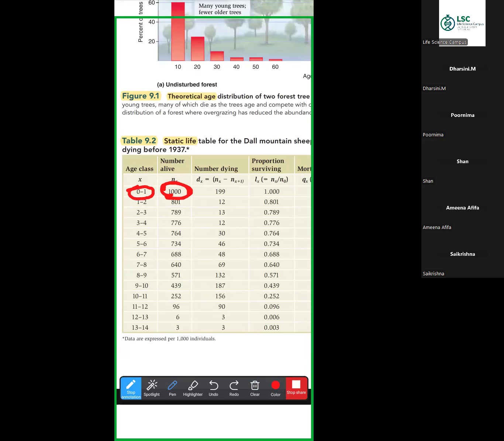For the first age class, Lx is given by 1000 divided by N0, which is 1000. So 1000 divided by 1000 is 1. For the second age class, Nx is 801 and N0 is 1000. So 801 divided by 1000 is 0.801. So you can calculate proportion surviving, or survivorship, by dividing Nx by N0.